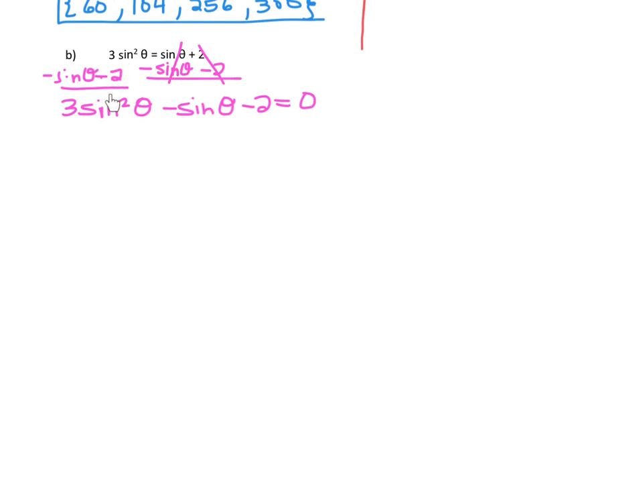I would just take this, bring it down. If you have a sine of theta, when you bring it to the left-hand side of the equation, it becomes negative sine of theta. And if you have a positive 2, when you bring it to the left-hand side, it becomes -2. All right, anyway, so if I'm going to use the quadratic formula, this is my A.